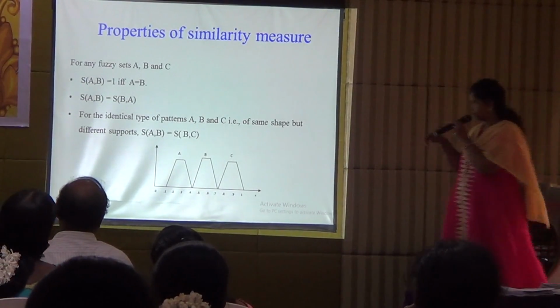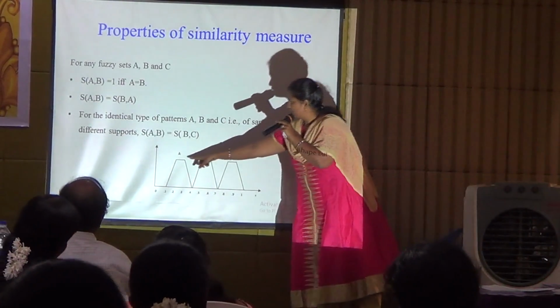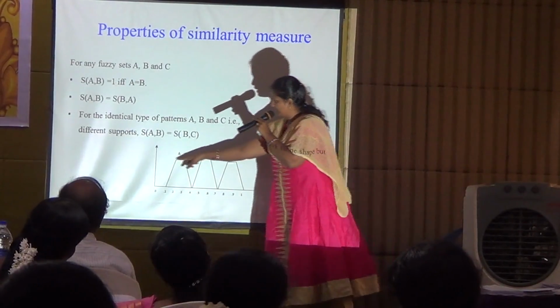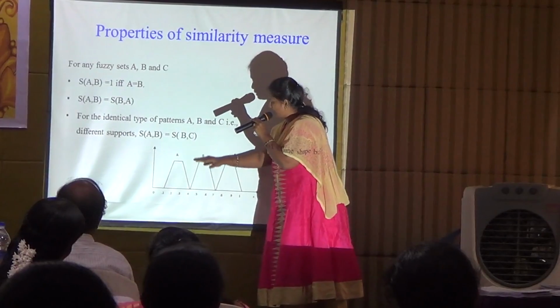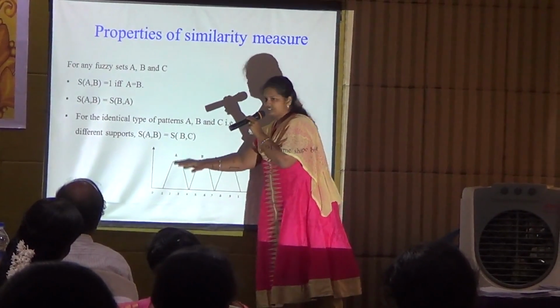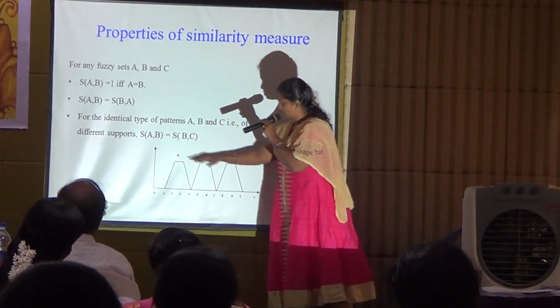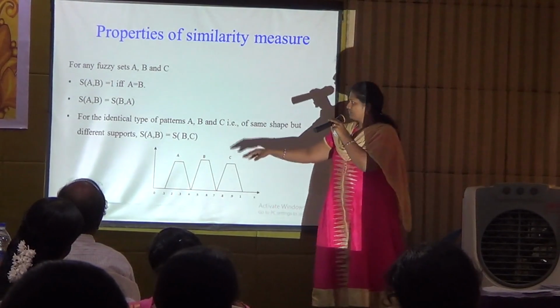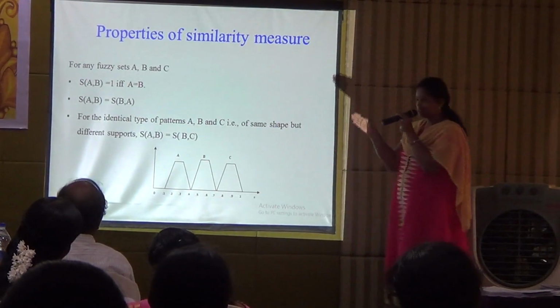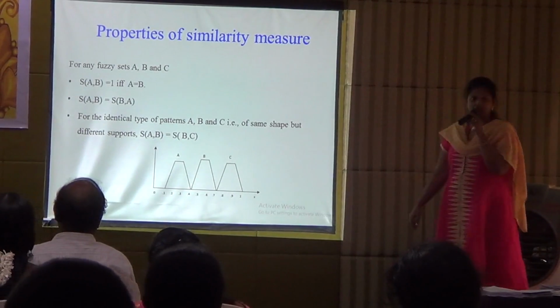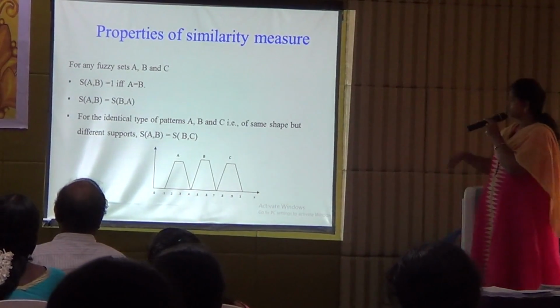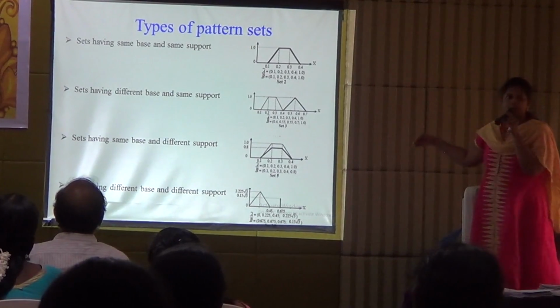What that support stands for is this. For example, if your level of confidence is W over here, and if you have any changes in this B, then the support is different. This is the base calculation, this is the support. If the patterns are identical, not only in shape but also in support, then S(A, B) is equal to S(B, C). These are the basic properties. And this is the type of patterns.